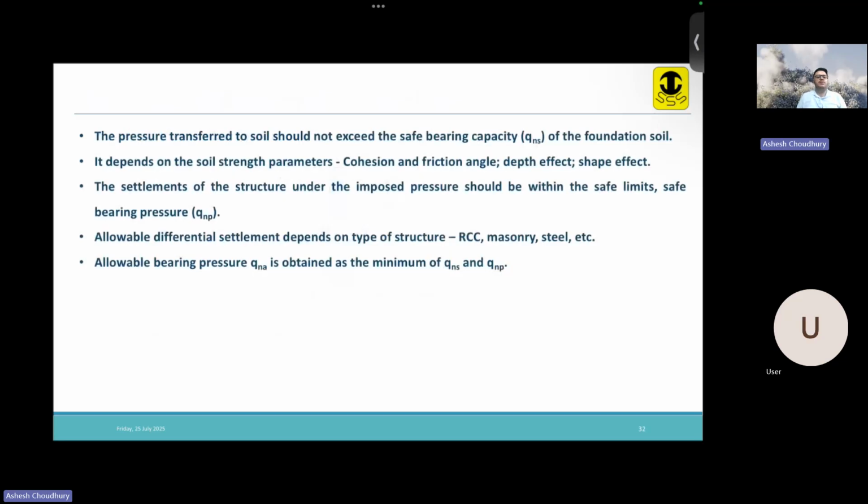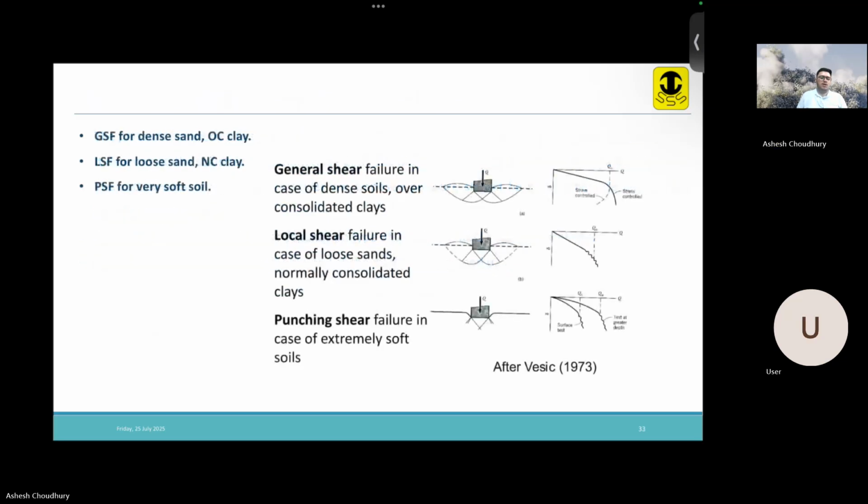Allowable bearing pressure is obtained as the minimum of q_ns, which is the safe bearing capacity, and the safe bearing pressure. The minimum of this gives us the allowable bearing pressure, which is q_na. So q_na is obtained as the minimum of q_ns and q_np. This was just a recap of whatever we know. Again, this also we know.